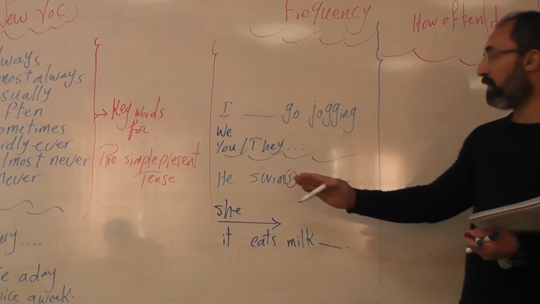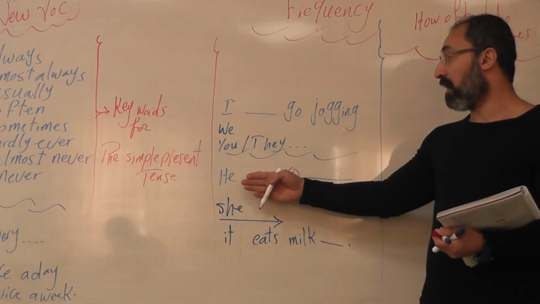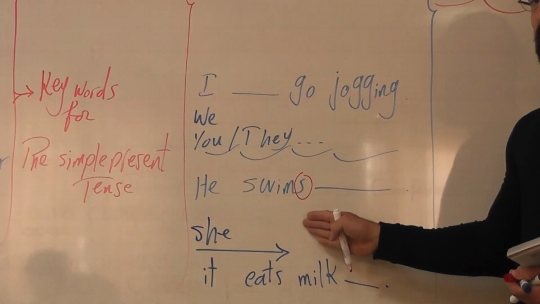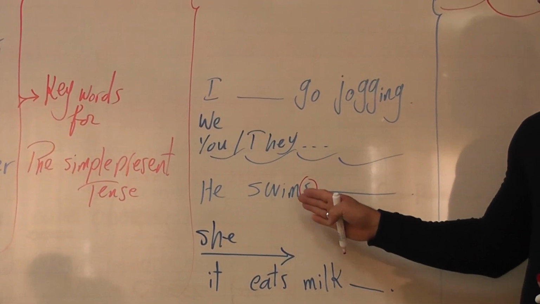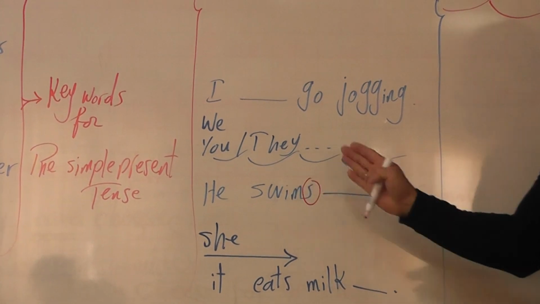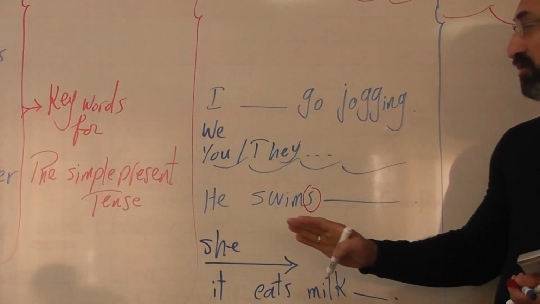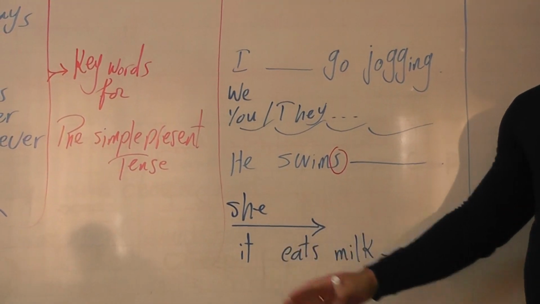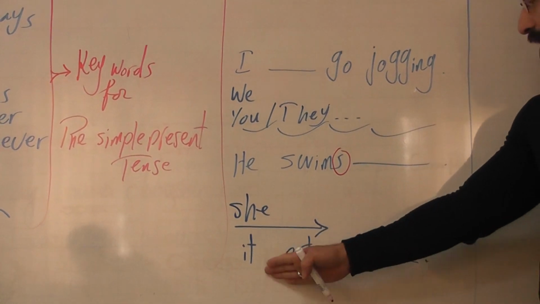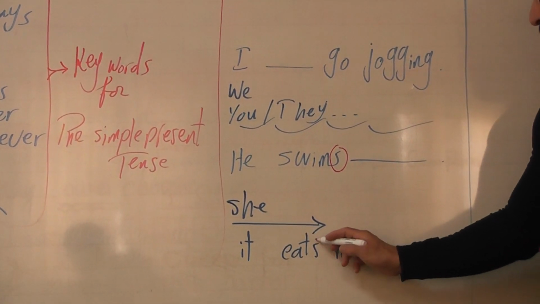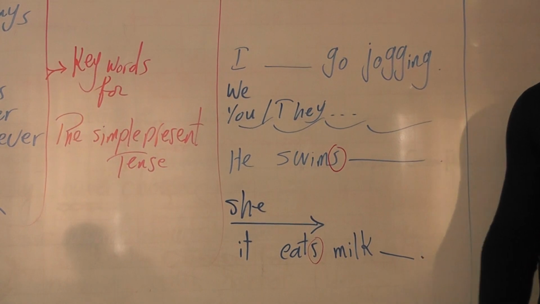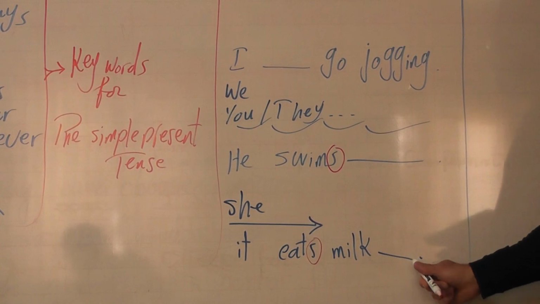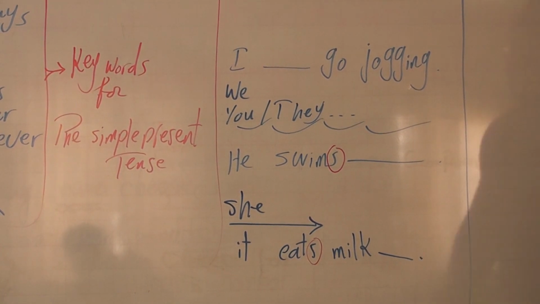If we change the subject to she, it's going to be what? She swims. Again, here we have the letter S as a sign of the simple present tense. If we change the singular subject to it, it's going to be the same. It eats. So again, here we have the letter S, referring to the simple present tense.